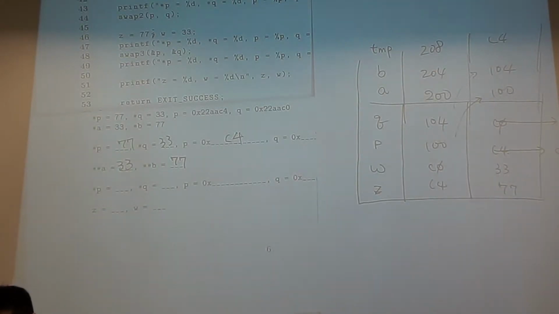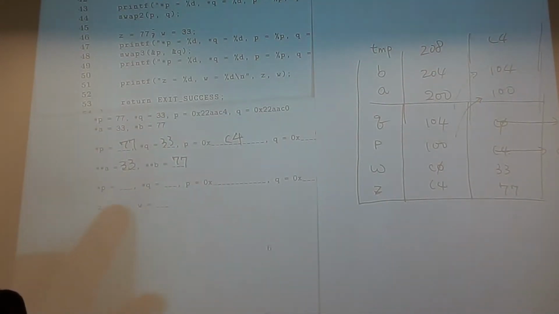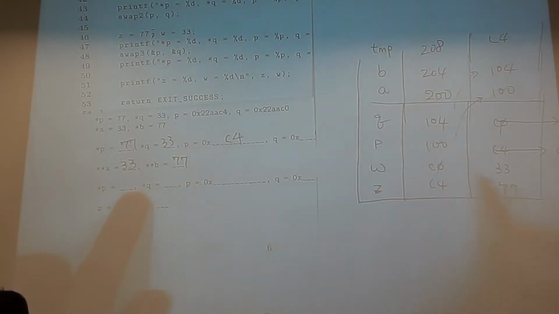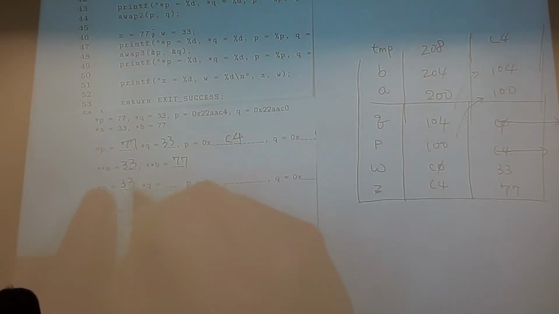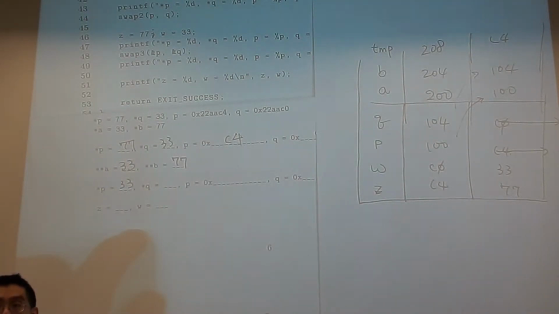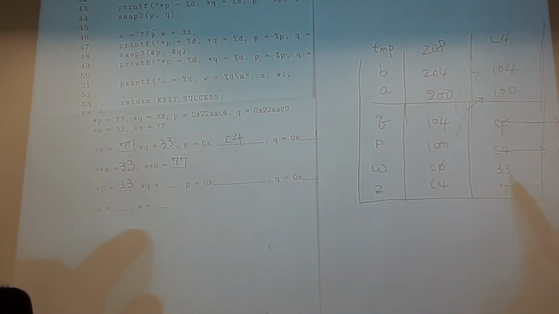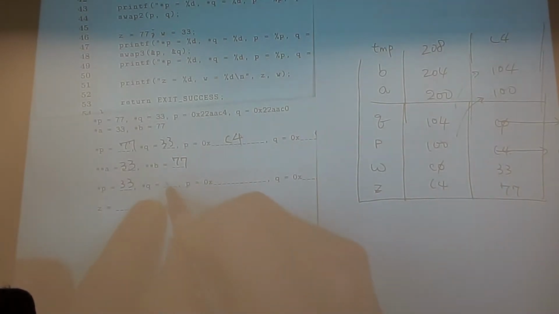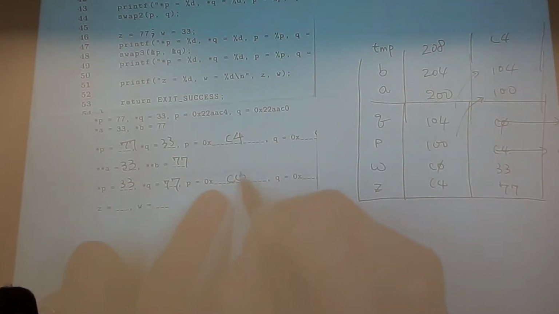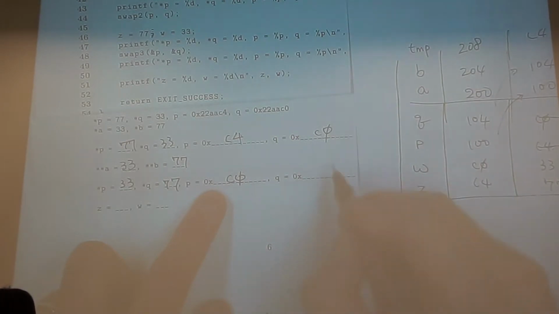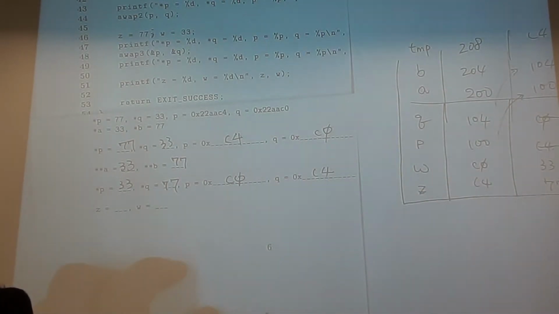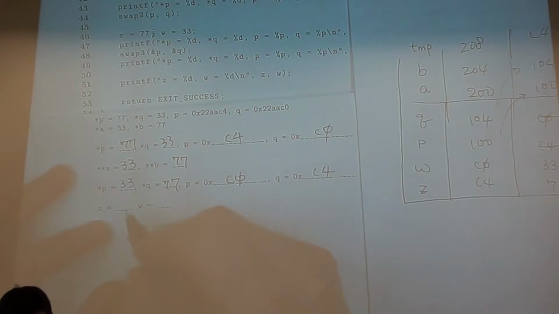And last, look at P and Q. P is 100. Star P, go to C0, read, that's going to be 33, because P's value is C0, so I read the value from C0. And star Q will be 77. And P currently is going to be C0 because I have swapped them. Q is going to be C4. Z and W have not been changed. So this will be 77. It will be 33.